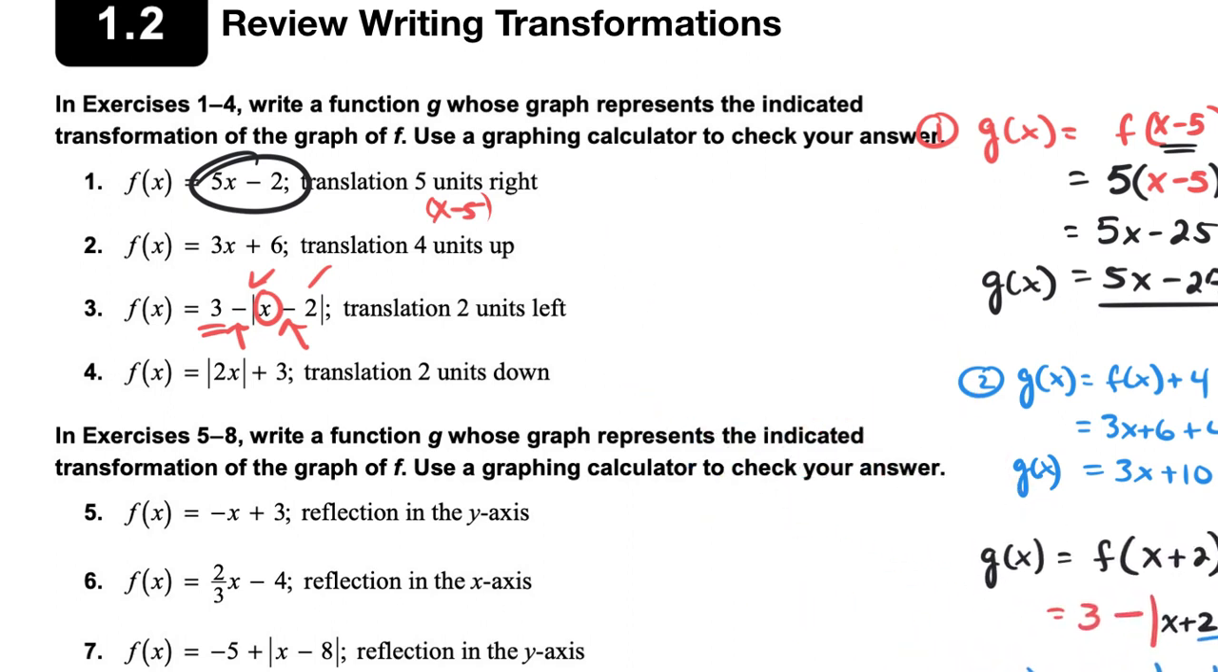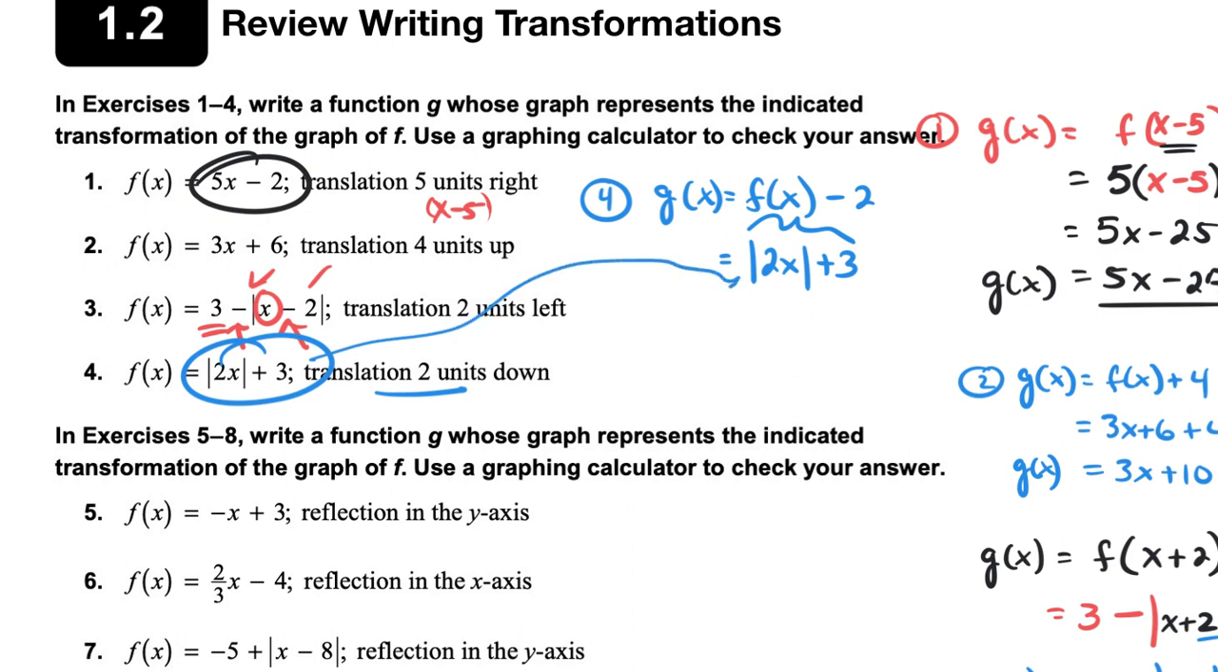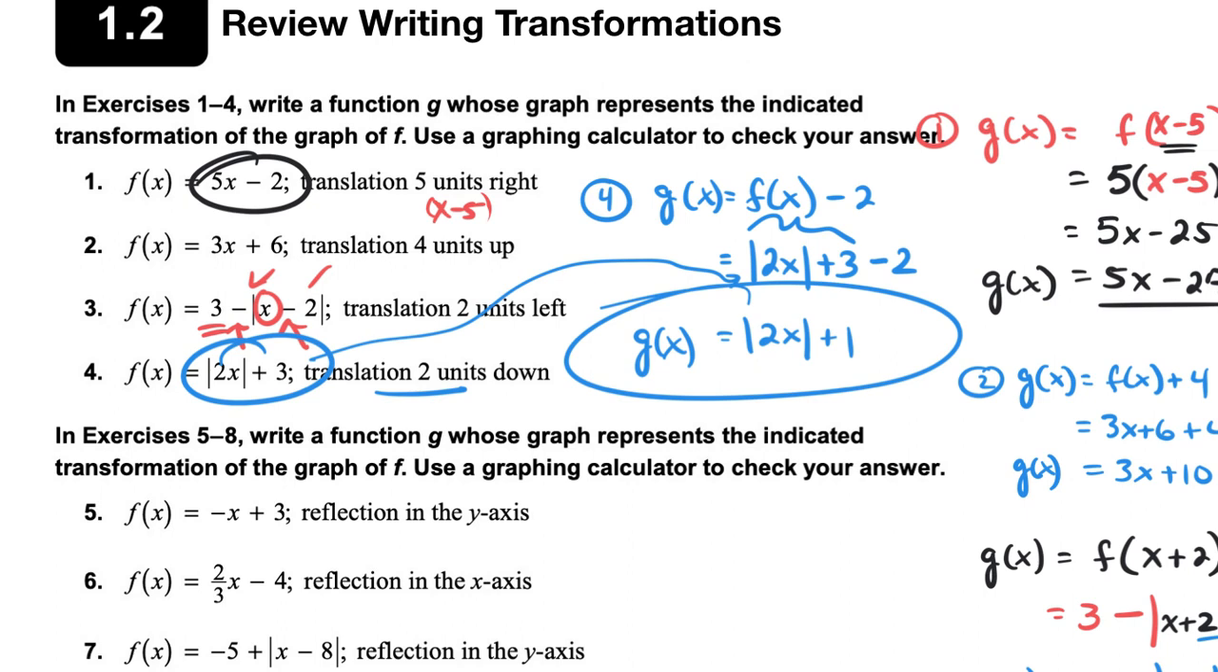And then my last one in this group here, number 4, let's see what we have to do. 2 down. So g of x equals f of x, and take away 2 to make it go down 2. I rewrite f of x using its actual function. That's what f of x is. You can see it right there. Then it says down 2, so I have to go minus 2. Absolute value of 2x, and 3 minus 2 is 1. And there is my function, f of x, translated down 2 units.